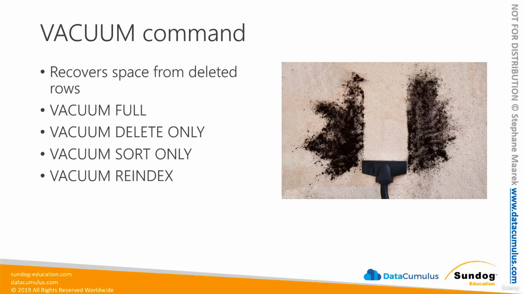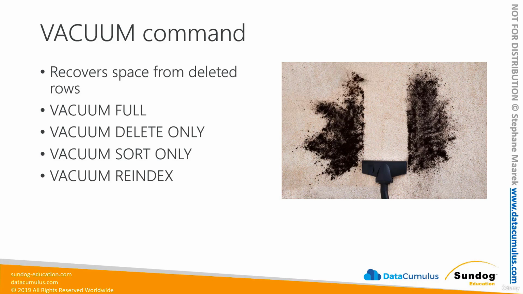Finally, you need to know what the vacuum command does with Redshift. Vacuum is a command used to recover space from deleted rows and to restore the sort order. So basically it cleans up your table. There are 4 different types of vacuum commands. The first one is vacuum full. This is the default vacuum operation. It will resort all of the rows and reclaim space from deleted rows.